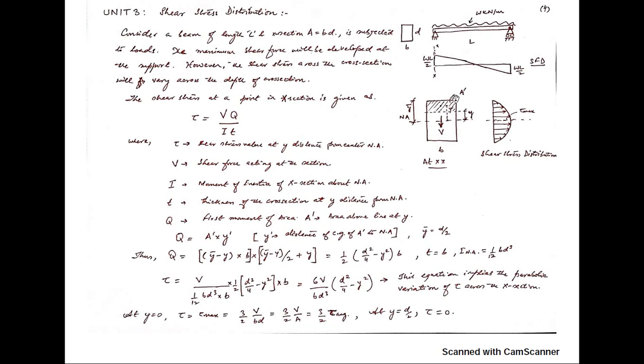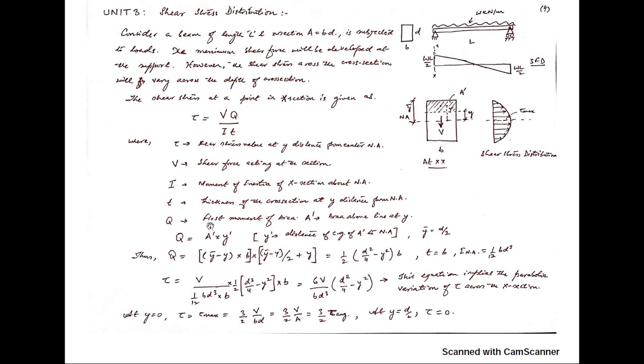So what I have done is I have taken this variable term so that we can get an equation, and we will see how this is varying. We will develop an equation in terms of y, which is the position of this line from the neutral axis, so that we can just put the value of y and calculate the various values of shear stress at different points. So that's how it is being done.